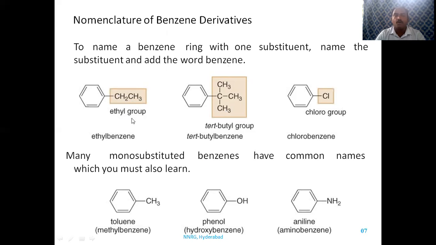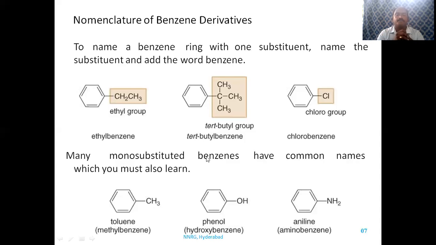If it is chlorine, chlorobenzene. If it is bromine, bromobenzene. If it is a propyl group, isopropyl benzene. Here we have one substituent, an alkyl group, that is a tertiary butyl group, and benzene. This is tertiary butyl benzene, or simply butyl benzene. So when benzene has only one substituent, we call the alkyl group the prefix and benzene the suffix. Many monosubstituted benzenes also have common names.